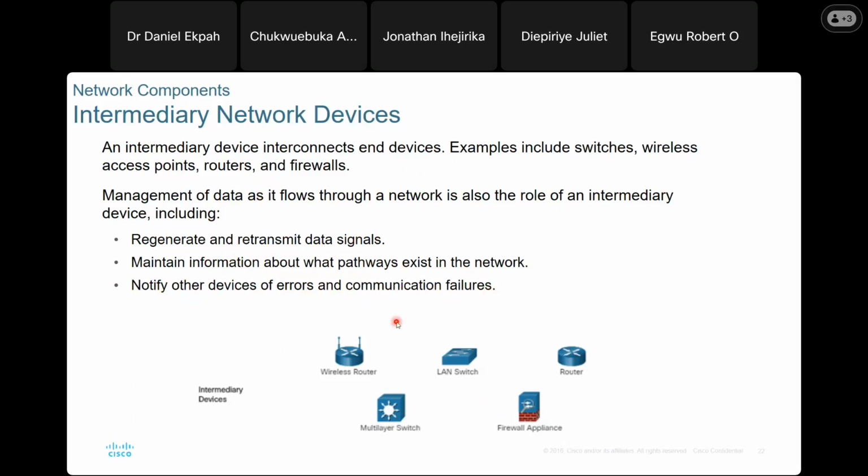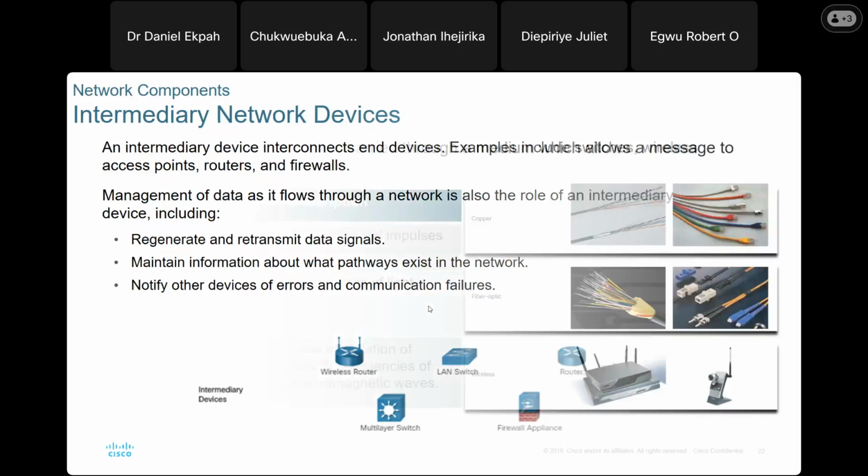These are actually where hackers always target. Hackers can target several things. They could target an end device, or they can target an intermediary device. As long as they find a way to connect to that network, they can steal information. We'll come to that.